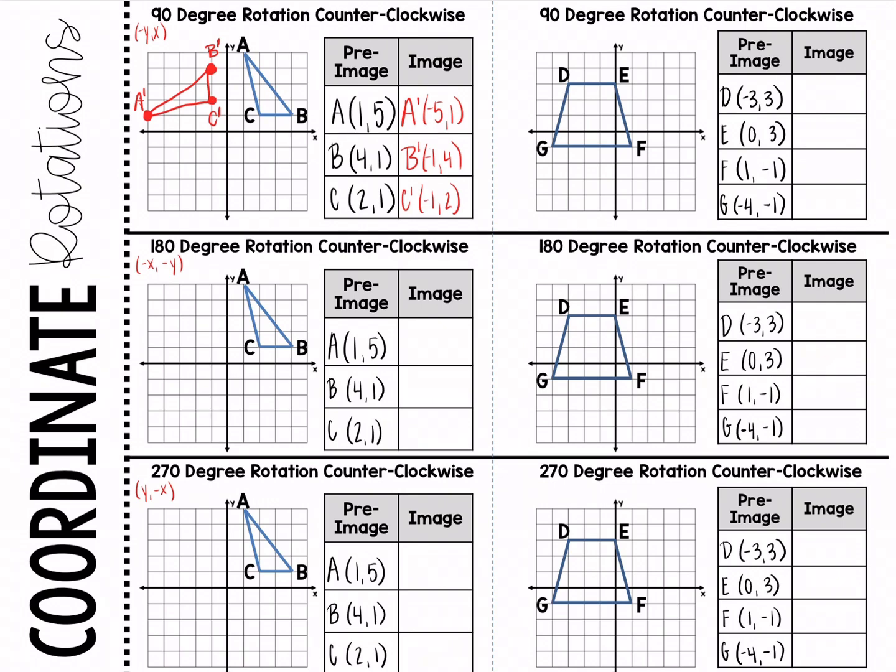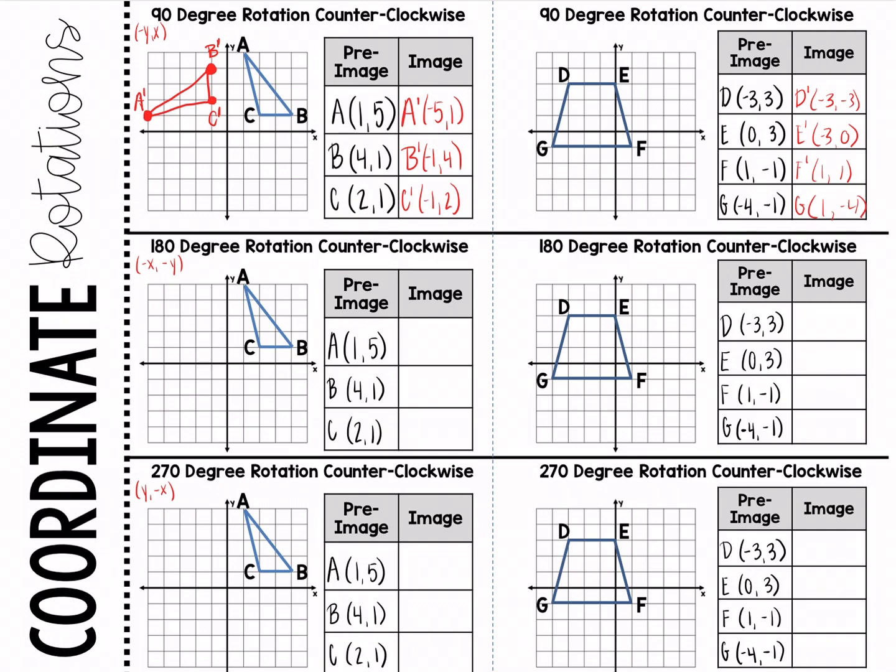So I have DEFG, this trapezoid. D prime is going to be (negative 3, negative 3). E prime is going to be (negative 3, 0). F prime is going to be (1, 1). And G prime is going to be (1, negative 4). I would highly suggest graphing these in another color just because then you can see the difference. If you use pen or pencil or black, it's going to look all the same and it may get a little confusing when you look back at this stuff.